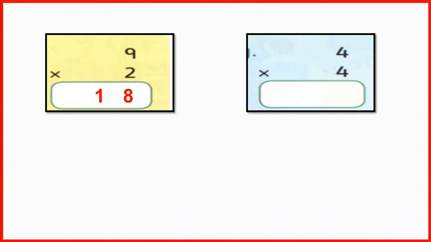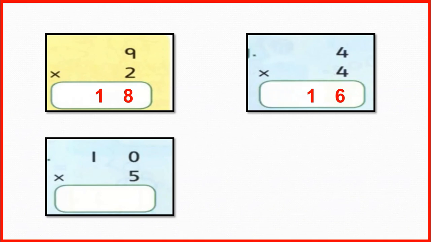Now 4 4s are 16. There are 1 ten and 6 ones. So here is 6 in one's column and 1 ten in 10's column. Now 10 multiplied by 5, or 10 5s are. First we multiply 5 with ones, then the 10's column. So first we multiply 5 with 0. So 5 zeros are 0. So here is 0.